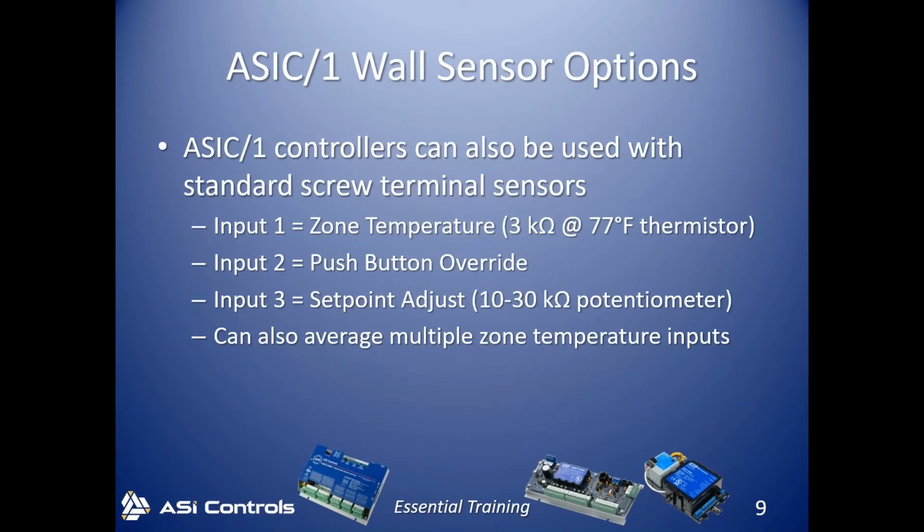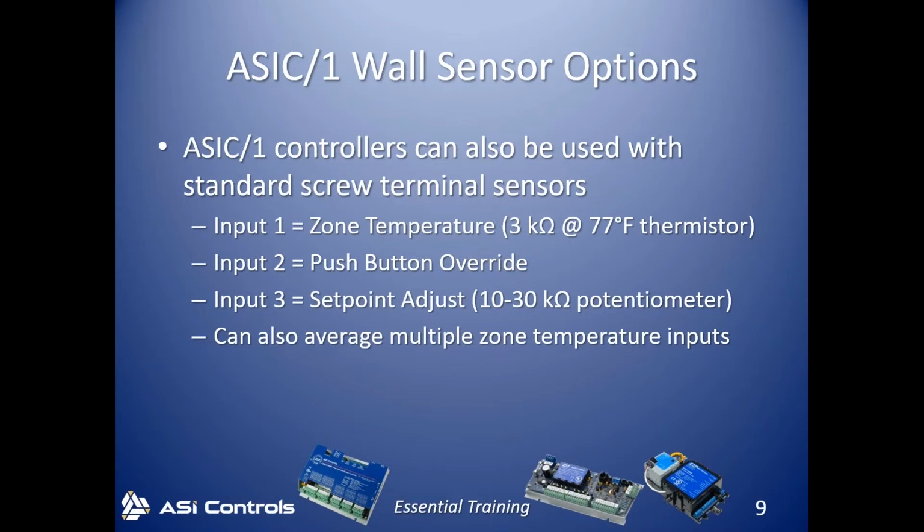You don't have to use our temperature sensors. You can do standard screw terminal sensors as long as the signals are compatible. And so input 1 is for the zone temperature. And in our price list, everything that you see for temperature sensors are 3K thermistors. Our controllers can also read 10K thermistors, both type 2 and type 3. There's two different curves that 10K thermistors might follow.